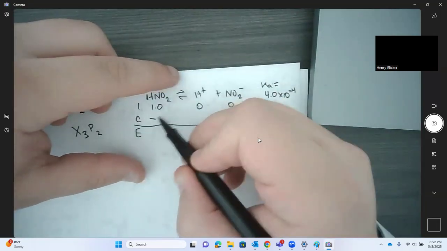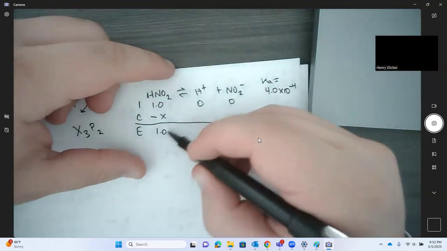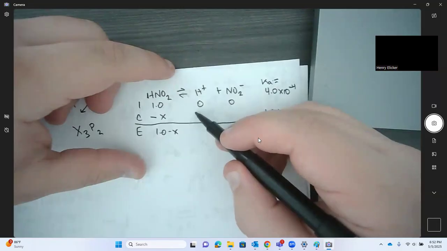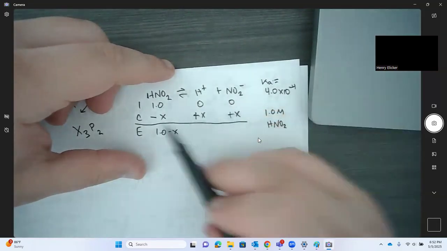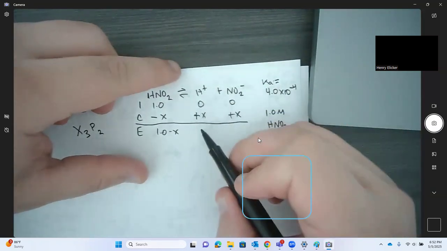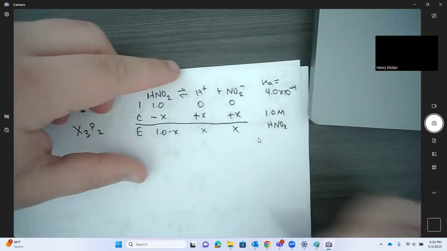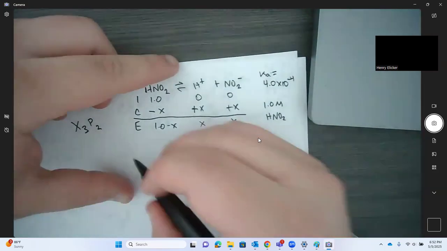Then we're going to have some change in X. We don't know what it is. And then we're going to get 1.0 minus X. The same change, but reflected as a product, so plus X plus X. Notice if they had coefficients, those would reflect in the plus X, but that's not the case here. So, all right. Now we're going to set up our Ka expression.